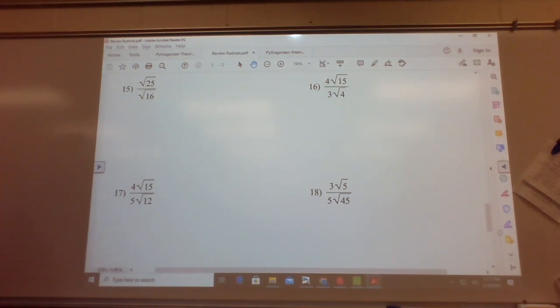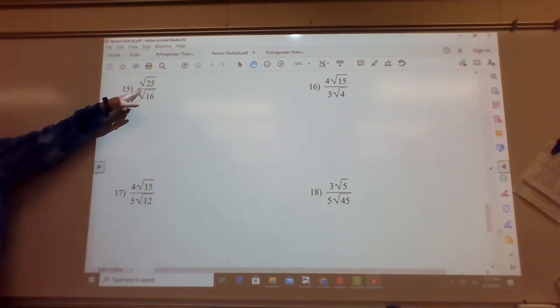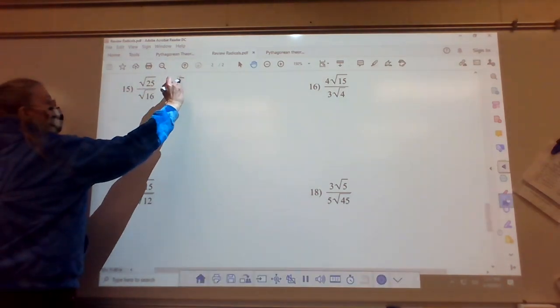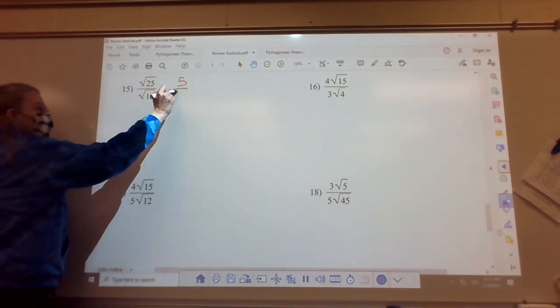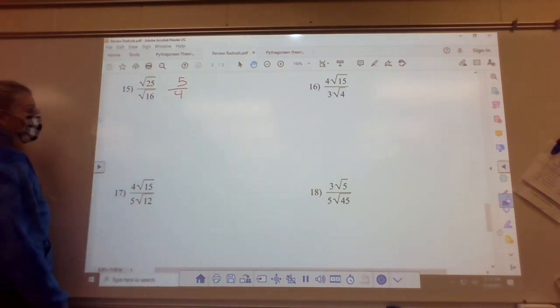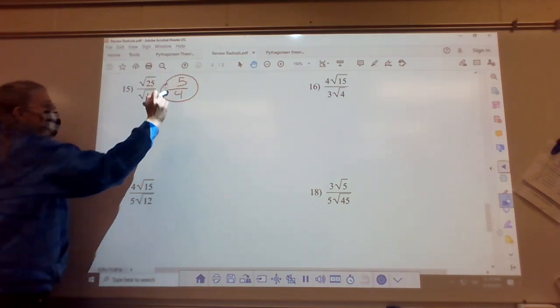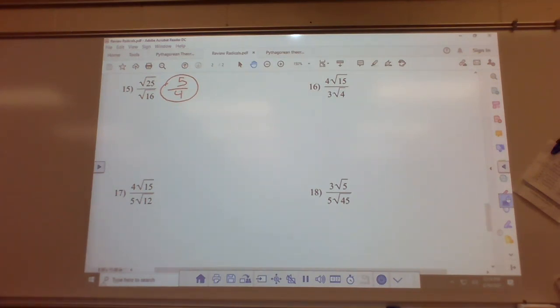Can I reduce 25 over 16? I mean, nothing goes into both. Can I simplify square root of 25? Yeah, square root of 25 is 5. Square root of 16 is 4. I can't reduce that again. I can't simplify again. So we're done. It's just 5/4. Do not change these to mixed numbers. Don't try to change that to a 1 and 1/4. Don't do that. It just makes things more complicated. So just leave it 5/4.